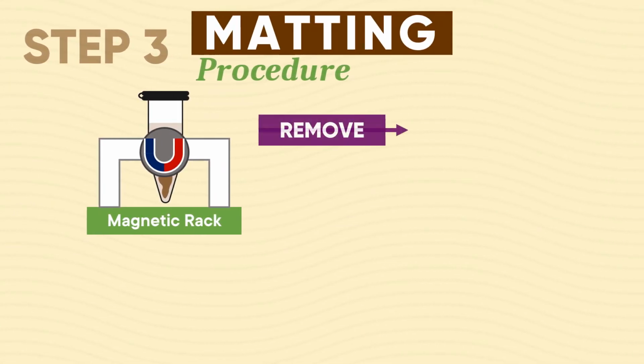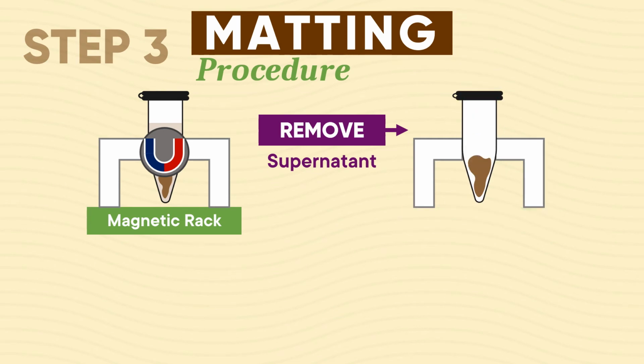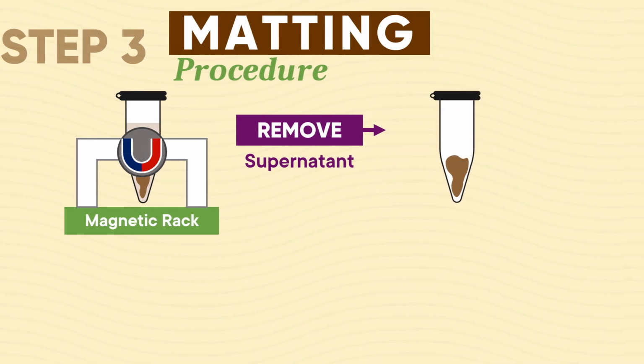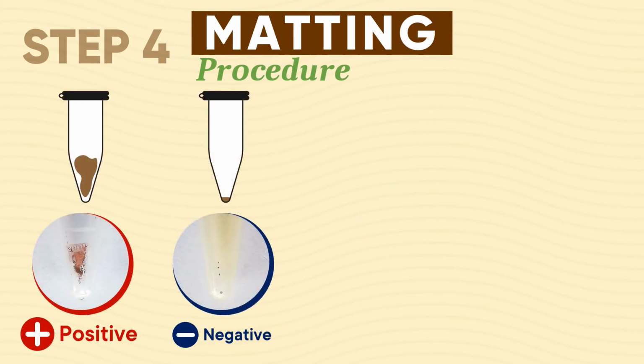The supernatant is carefully removed and the tube is gently lifted from the magnetic rack. Notice the difference between the aggregation of the MNPs in positive and negative samples. The matting pattern shown on the left is indicative of the presence of the virus in the sample, whereas the tube on the right tells us that the virus is absent.